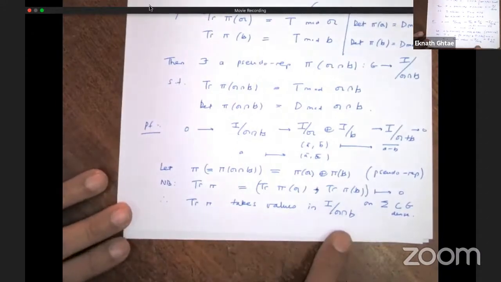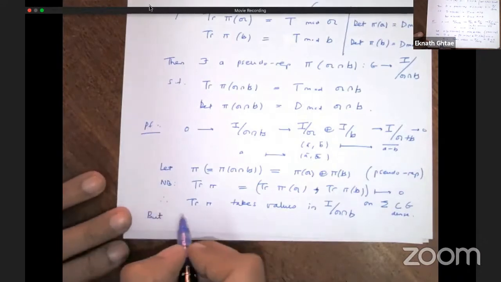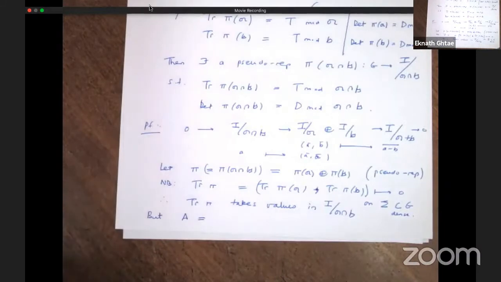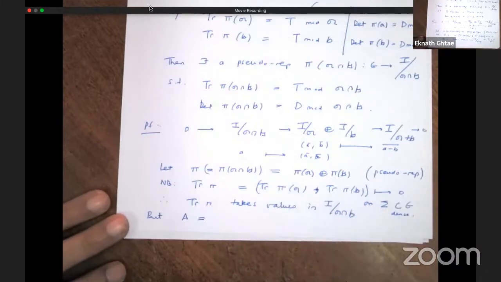All right, so trace of pi takes values in I modulo A intersection B. All right, so we have something in here, but now I'm going to use a little trick. It turns out that the A and D functions can actually be recovered from the trace functions. Notice I didn't say anything about determinant here, because I don't need the determinant.